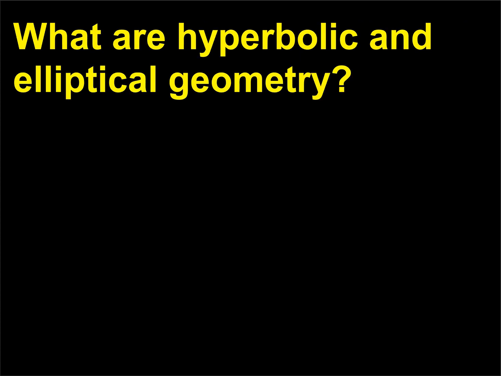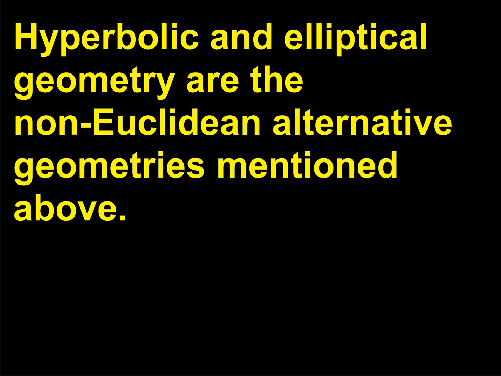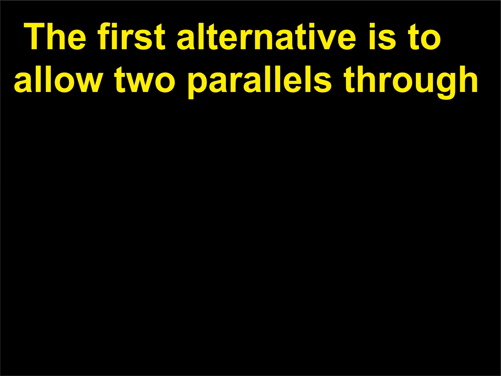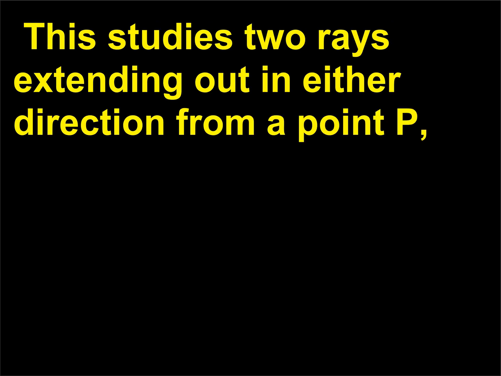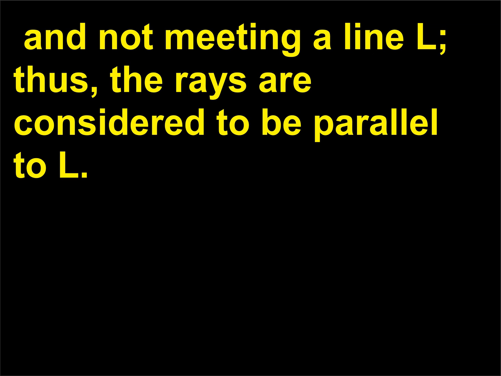What are hyperbolic and elliptical geometry? Hyperbolic and elliptical geometry are the non-Euclidean alternative geometries mentioned above. The first alternative is to allow two parallels through any particular external point, or hyperbolic geometry. This studies two rays extending out in either direction from a point P and not meeting a line L, thus, the rays are considered to be parallel to L.